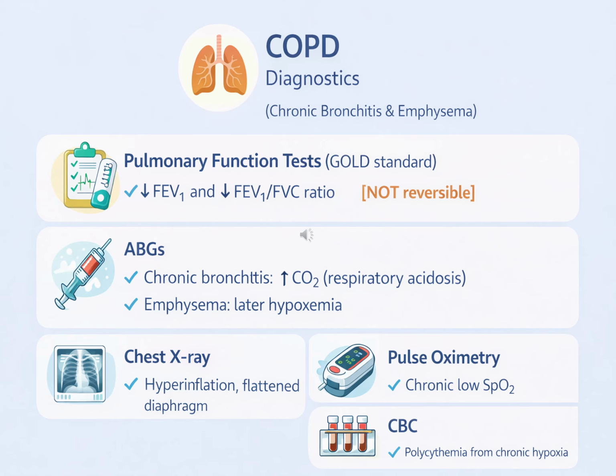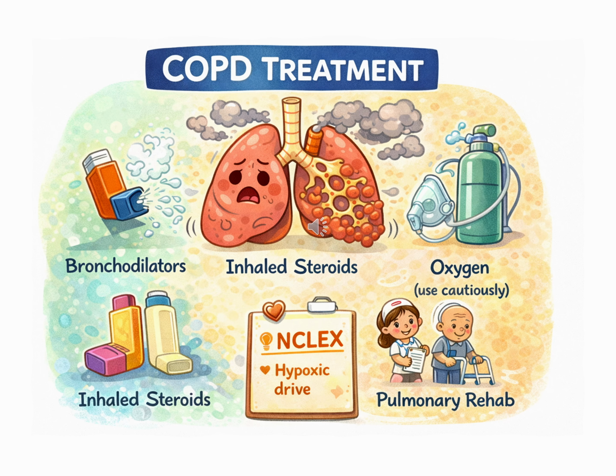The gold standard for diagnosing COPD is pulmonary function testing. Results show a decreased FEV1/FVC ratio below 70% that does not improve with bronchodilators. Arterial blood gases may reveal chronic carbon dioxide retention, particularly in chronic bronchitis. Chest x-ray often shows hyperinflation and flattened diaphragms, while chronic hypoxia can lead to polycythemia on CBC.